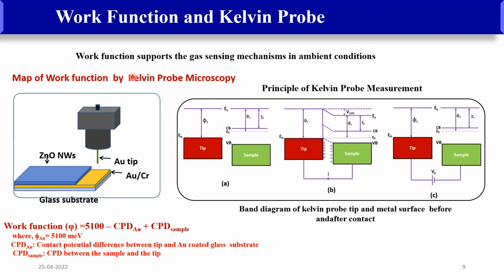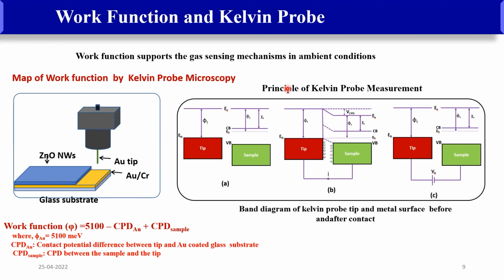The surface properties can further be controlled by engineering of Fermi level, work function, ionization energy, etc. Kelvin probe is such a technique that allows monitoring of the variation in work function induced in the sensing layer upon gas interaction. This can be further used to determine the surface band bending and electron affinity. Here you can see a map of work function by Kelvin probe microscopy. Basically, it will have a gold tip and a gold reference electrode, and here is our sample.